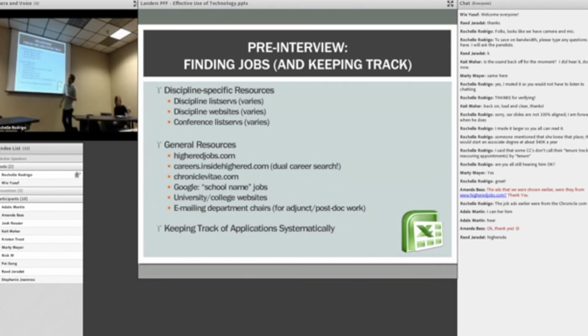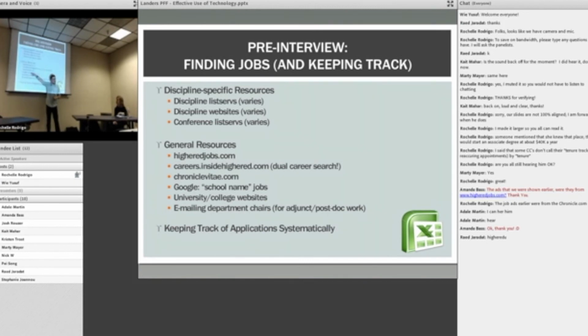General resources, you already heard a few. HigherEdJobs.com, careers.insidehighered.com. This one is really interesting because they actually have an option if you're part of an academic couple, which is a thing I would not wish on my worst enemy. But if you are, like I am, then you might find the dual career search option really useful. It helps you coordinate that. ChronicleVita.com is another, which is just the Chronicle of Higher Education again.